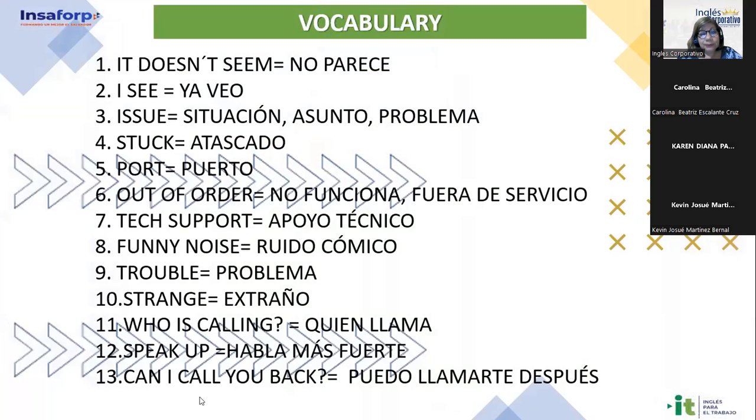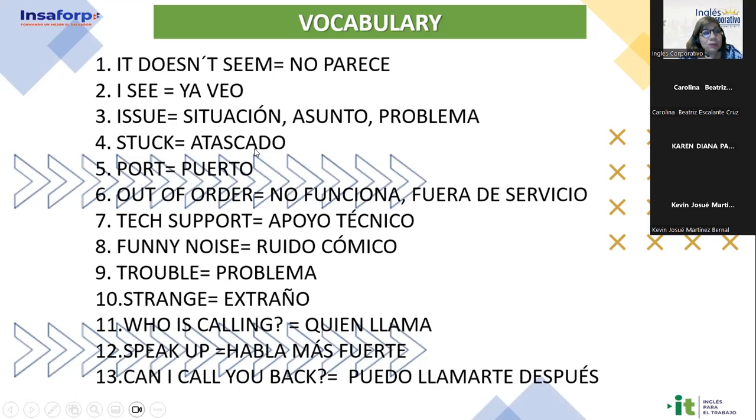Okay, what is the vocabulary that is necessary to begin this? We say it doesn't seem. I see, but this ya veo is no, ya veo porque estaba ciega o porque tenía tapados los ojos. No, ya veo de darse cuenta. Issue es situación, asunto, problema. Issue can have different meanings according to the context. Can be a situation. Can be a problem.